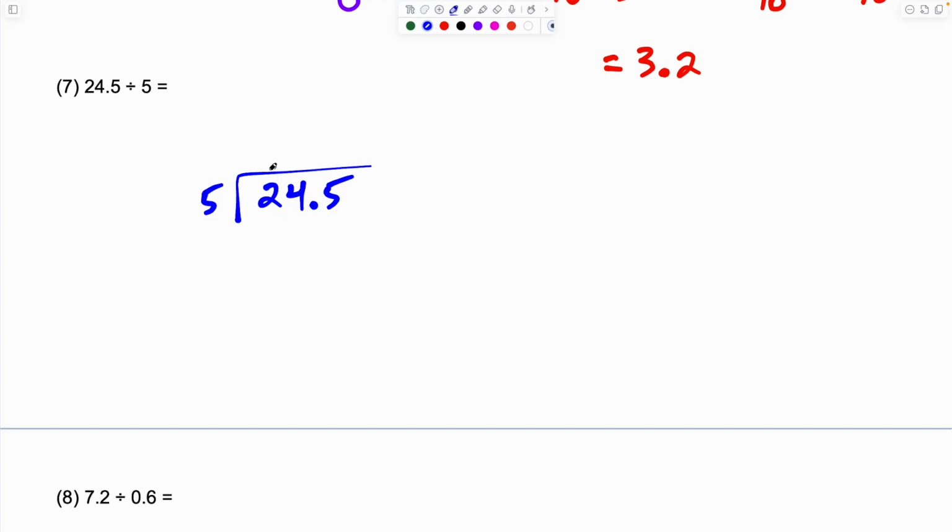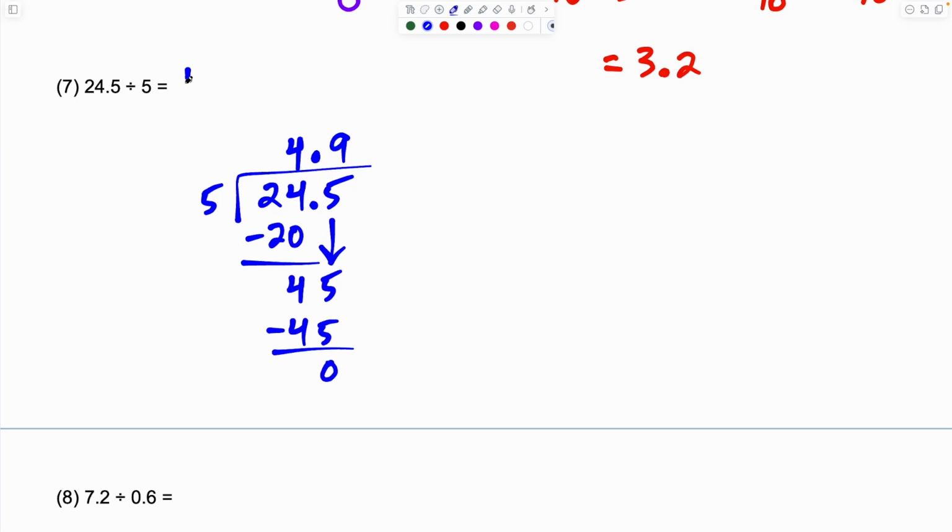24 divided by 5, we could get as close as 4 times 5 is 20. If we had put a 5 here, we would have 5 times 5 is 25, which is too much. It goes past 24. So now 24 minus 20 is 4. I put on my decimal here, and then I bring down the 5, and now 45 divided by 5 is 9. And 9 times 5 is 45, and we get no remainder. So this works out nicely to 4.9.